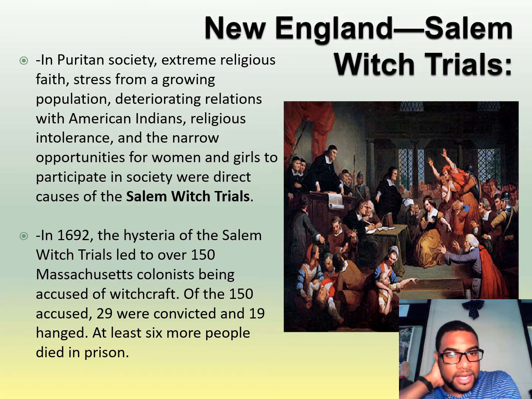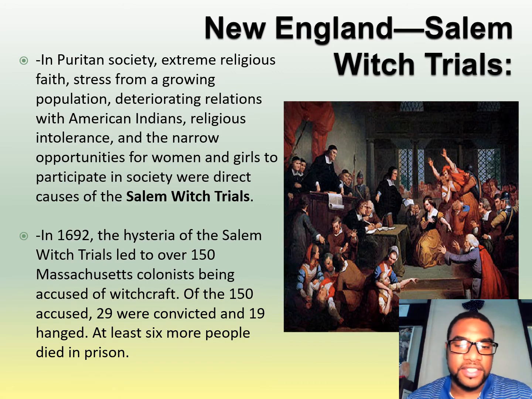In 1692, hysteria of the Salem witch trials led to over 150 Massachusetts colonists being accused of witchcraft. Of the 150 accused, 29 were convicted and 19 were hanged. At least 6 more people died in prison.